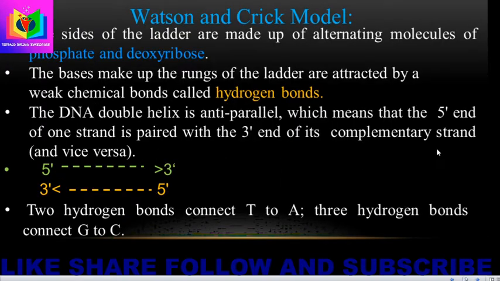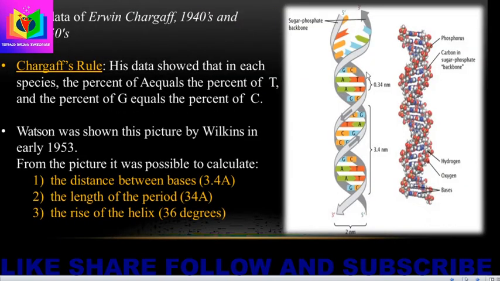Then let's learn about Watson and Crick's model. The sides of the ladder are made up of alternating molecules of phosphate and deoxyribose, that is the sugar molecule and the phosphate molecule. The bases make up the rungs. The bases are situated on these stairs, like A T G C G C.